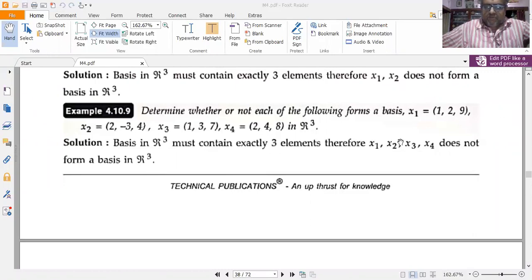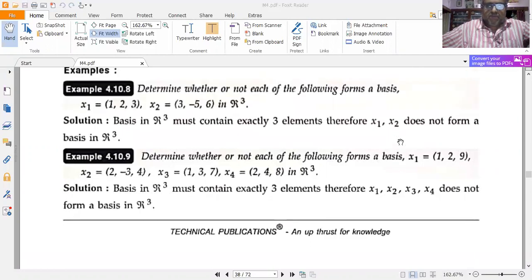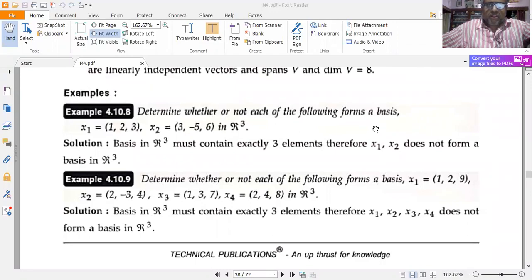Hi friends, welcome to another video lecture of this present module. We shall solve few problems based upon the discussions that we had in the previous video. And the first problem is: determine whether or not each of the following forms a basis.